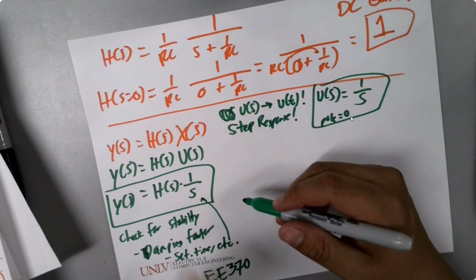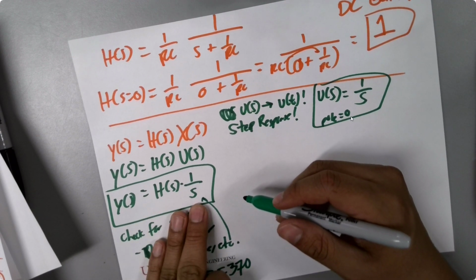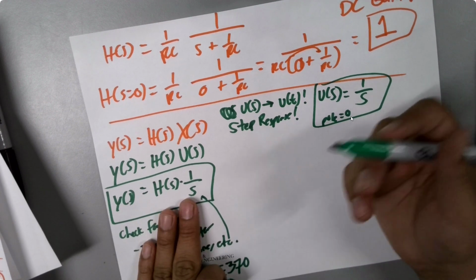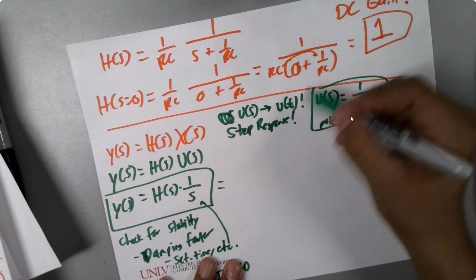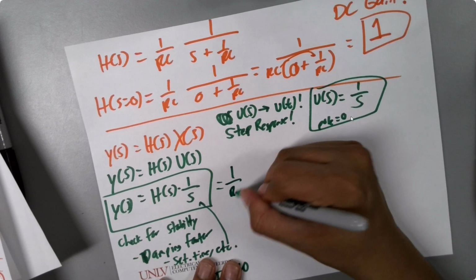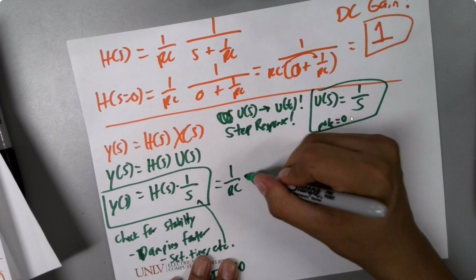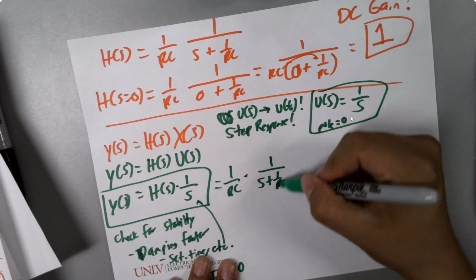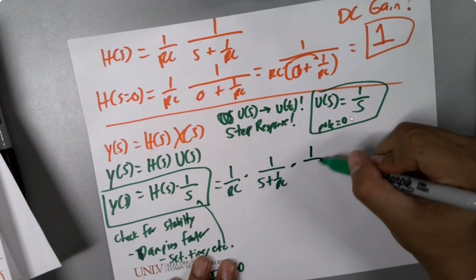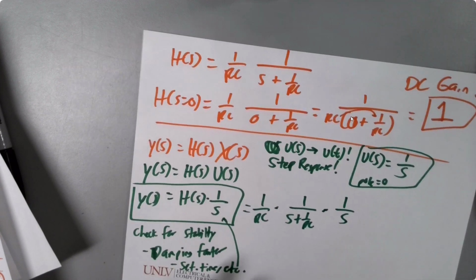You can't really build an impulse, but you can build a step. And that's easy, just turn on the system. So how do you approach this? So equaling that, we do 1 over RC times 1 over s plus 1 over RC, right? That's our transfer function, right? Times 1 over s. Okay.